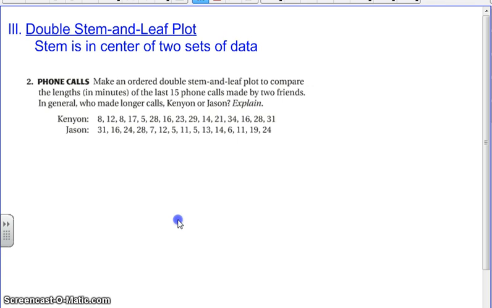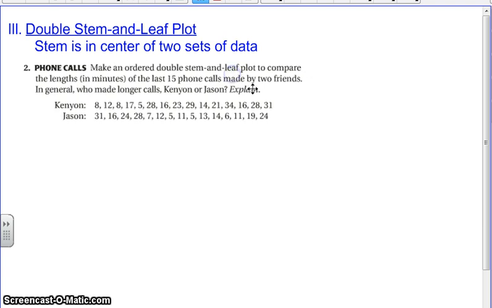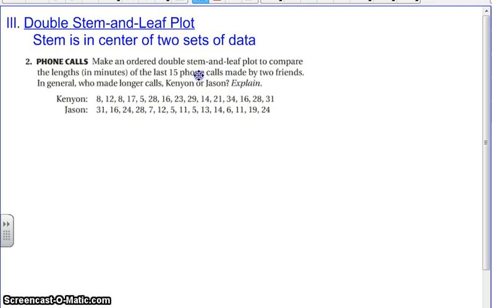Okay, we're going to make a double stem and leaf plot now. Woohoo! As if single isn't enough, right? And so we have phone calls made by 2 kids, Kenyon and Jason. And this list shows you the number of minutes they spent on their last 15 phone calls. We want to find out, in general, who made longer calls, Kenyon or Jason. And we'll do that by making a double stem and leaf plot. Okay? So pause the video and take down this data.